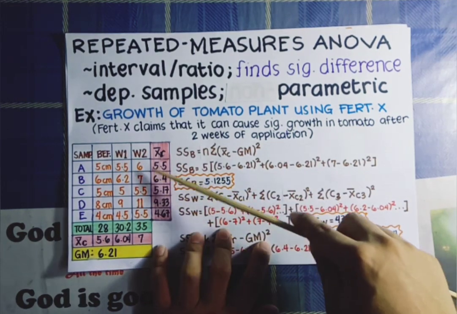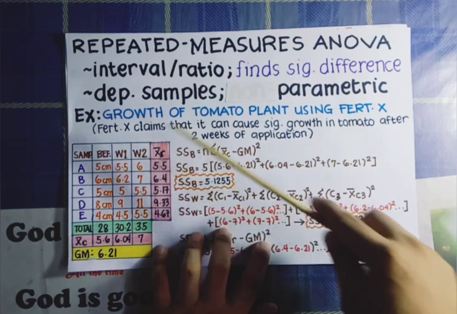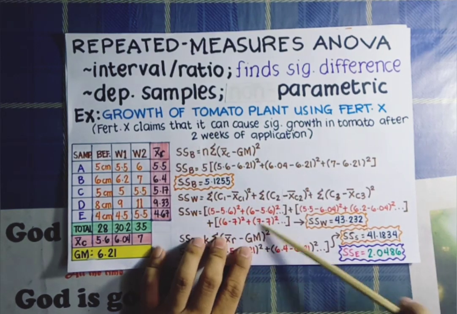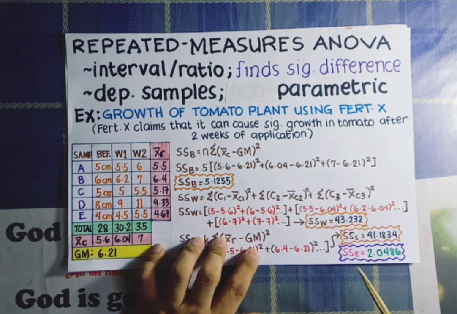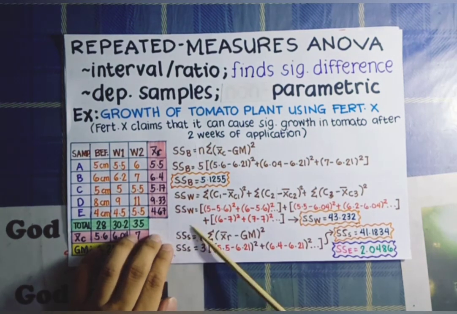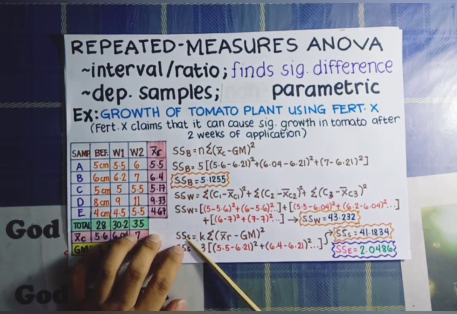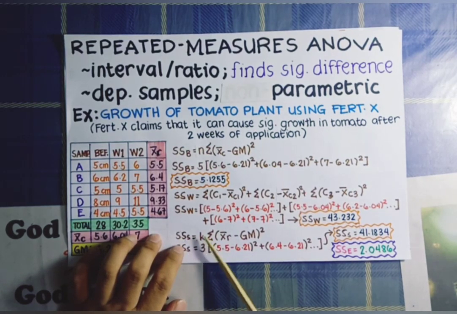and we are going to do that again in all the data that we have in our third column, and by plugging in all this data in your calculator, then we will have here the value for SSW, or the sum of squares within, which is equivalent to 43.232.